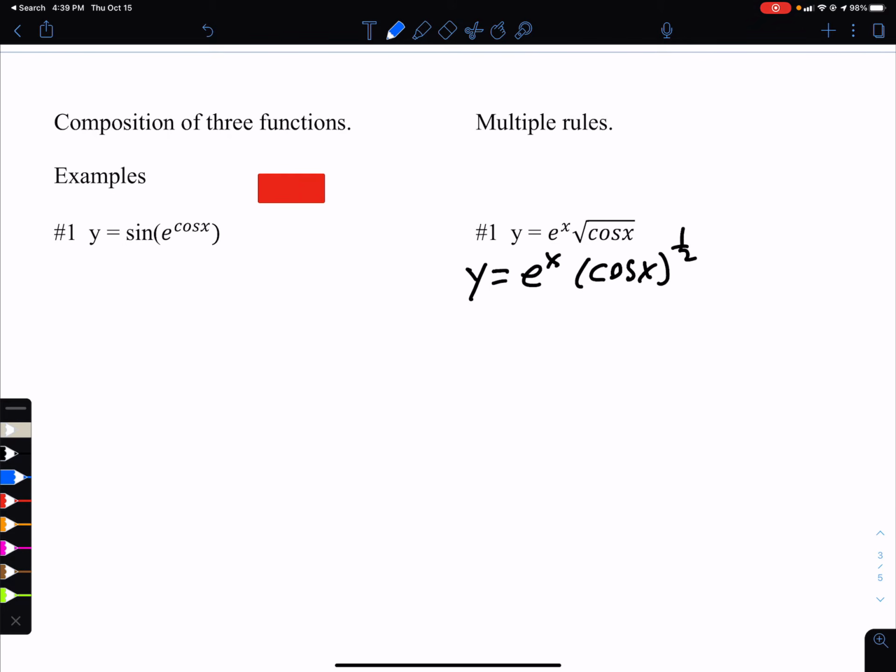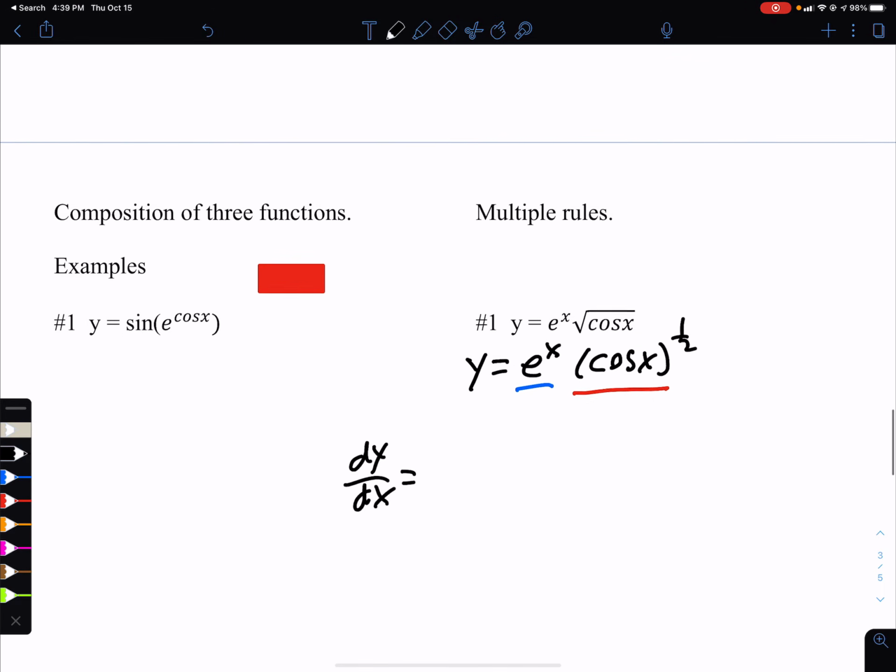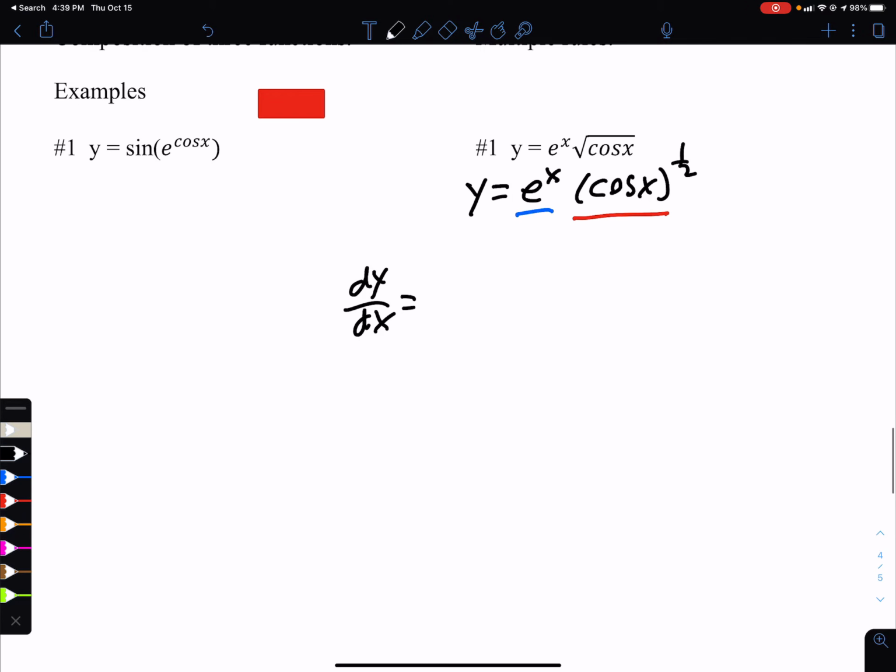But now here's the problem. You have to recognize we have a product. 2 things are being multiplied. So to find the derivative of a product, you have to use the product rule. We're going to leave the first alone. We need the derivative of the second. I'm going to leave space there. Plus, then we take the derivative of the first, and then we leave the second one alone.